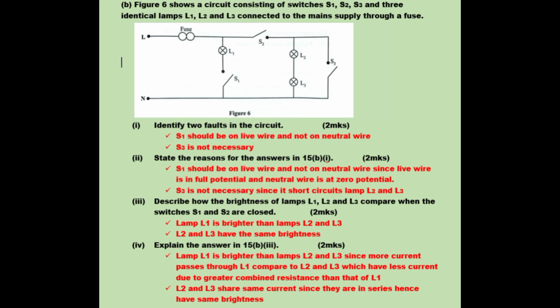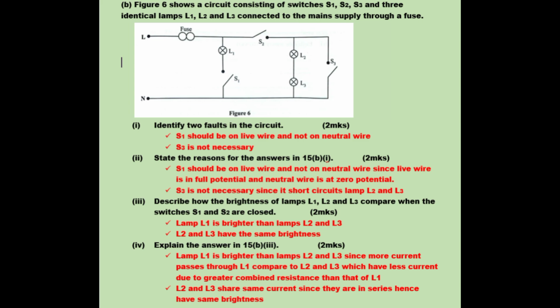S1 should be on the live wire and not on the neutral wire, since the live wire is at full potential and the neutral wire is at 0 potential. If the switch is on the neutral wire, definitely the bulb will still be connected to the live wire, which means full potential. That's what we are saying, that the switch should be on the live wire and not on the neutral, which is at 0 potential or 0 voltage.